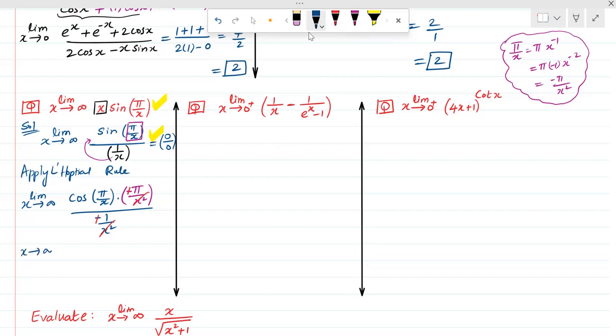Limit x approaches plus infinity, you will have pi cosine pi over x. When you apply the limit as x approaches infinity, pi over infinity is 0, so cosine 0 into pi. Cosine 0 is 1, so it is 1 into pi, which is equal to pi. So this is the final answer.